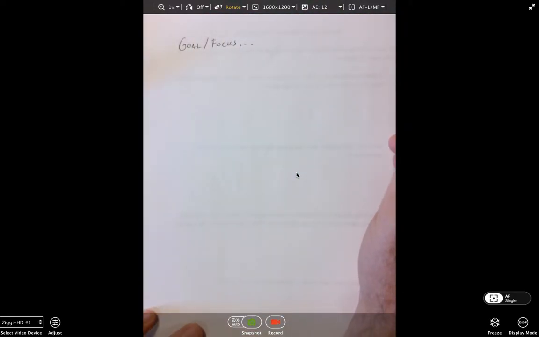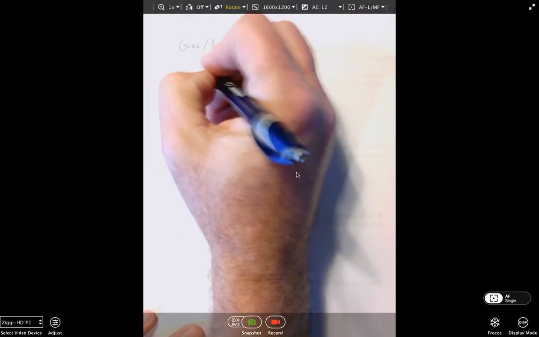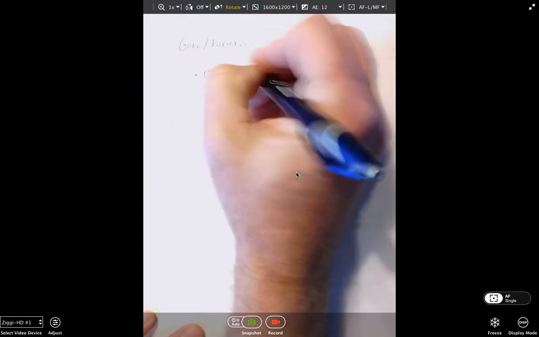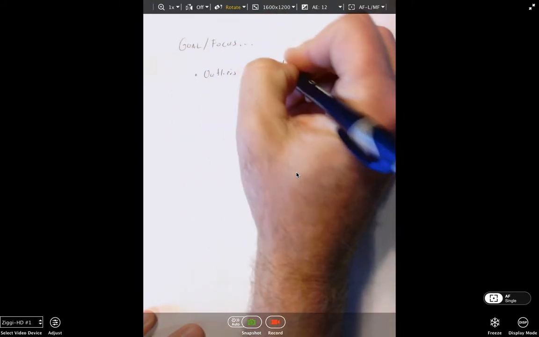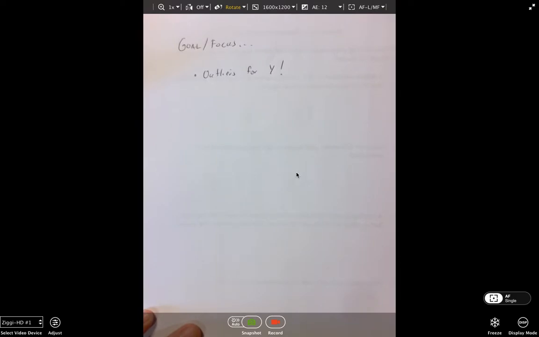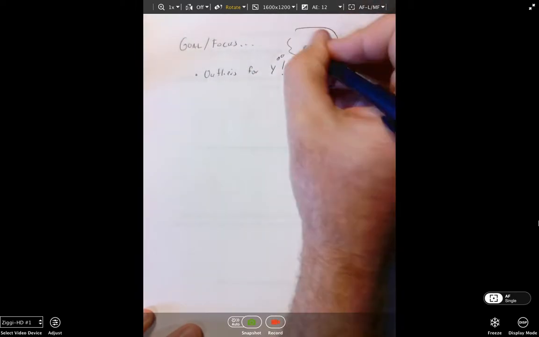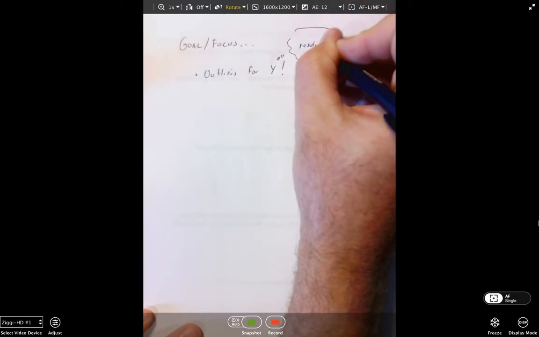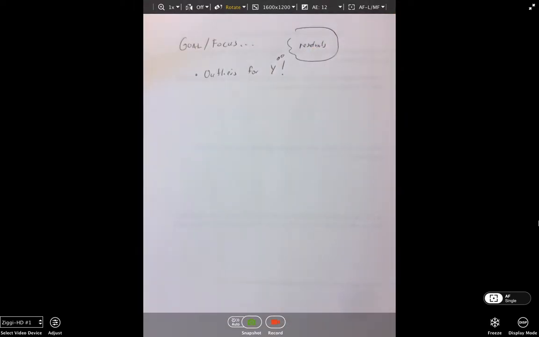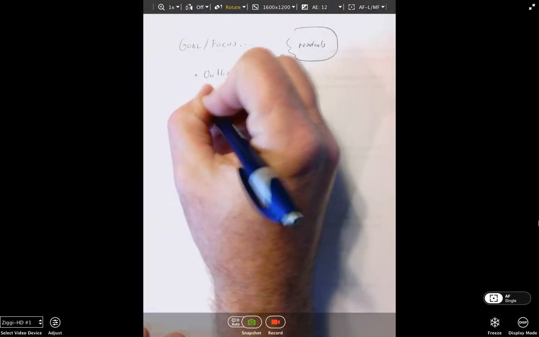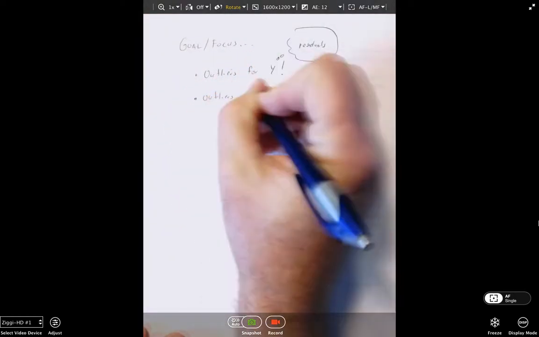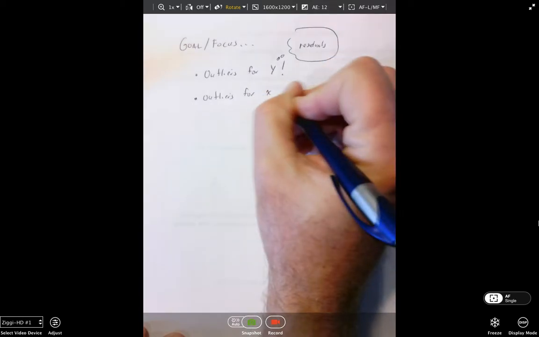is where you're focusing on outliers for y. And since y is dependent upon x, anytime we examine y, we typically examine the residuals to get that. Now, guys, I will tell you outliers for x, next video.